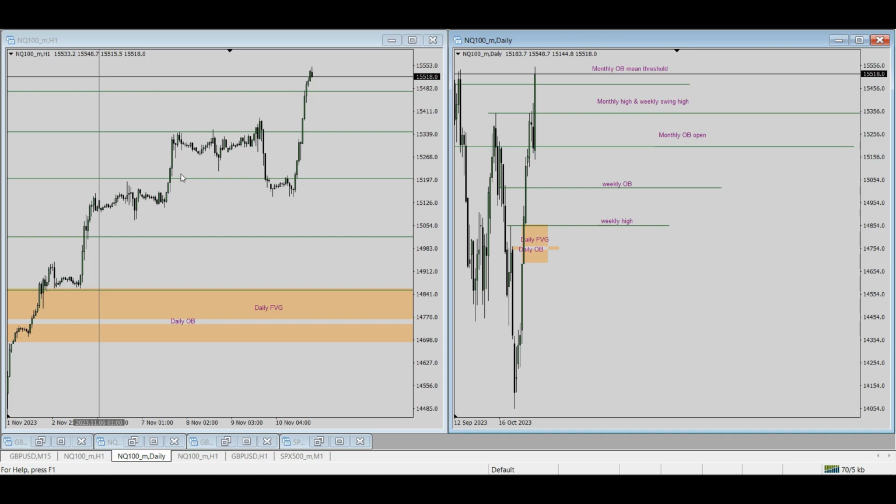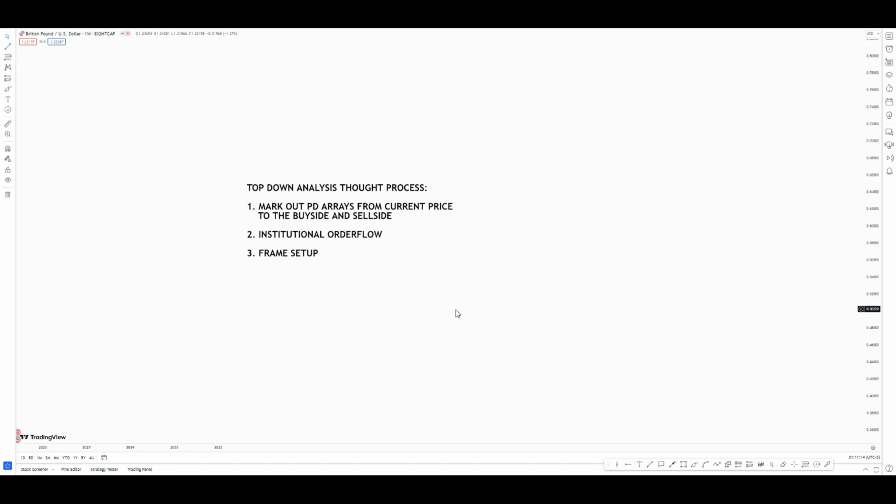So without further ado, let me take you through my top-down analysis process. Then we'll come back to this particular chart to see how that applies. Right here on the screen, this is my top-down analysis thought process. First of all, we mark out the PDRAs from current price to the buy side and to the sell side. Next, from those PDRAs, we identify institutional order flow, and after that, we frame our setup from institutional order flow.